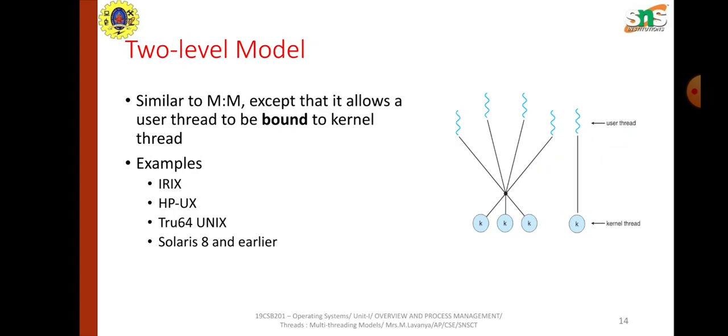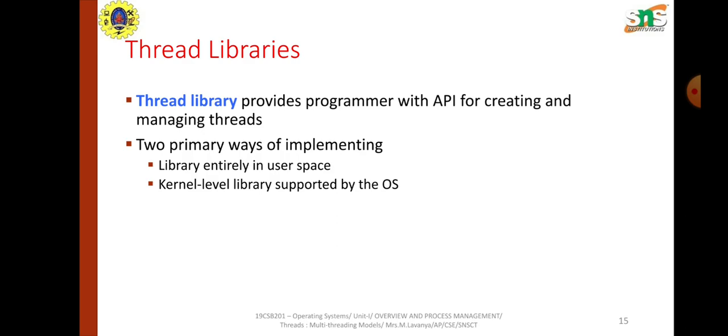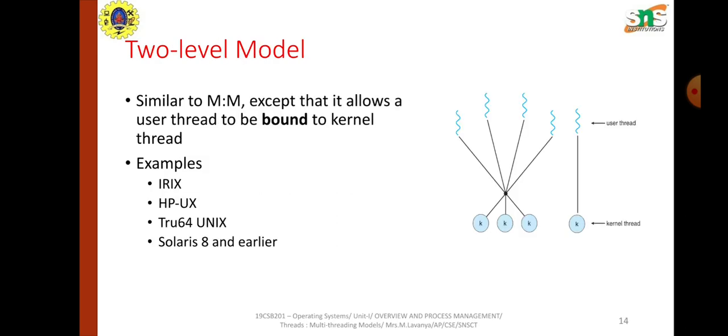And this is the two level model, that is the combination of more than one model, that is many-to-one, many-to-many, one-to-one. Any combination of these models is considered a two level model. It is similar to the many-to-many model but with bounded threads, that is, the kernel thread and user thread can bind in more than one category.